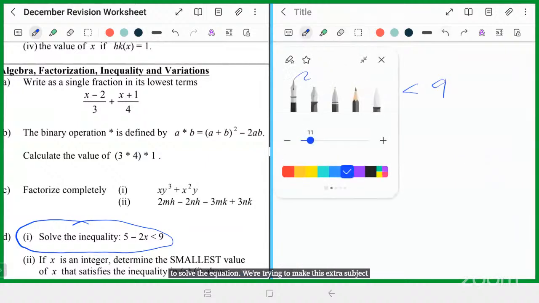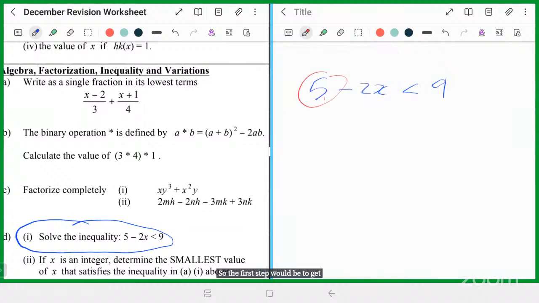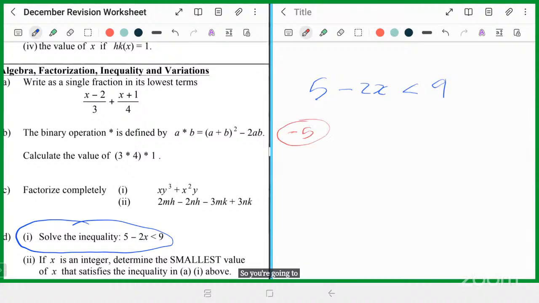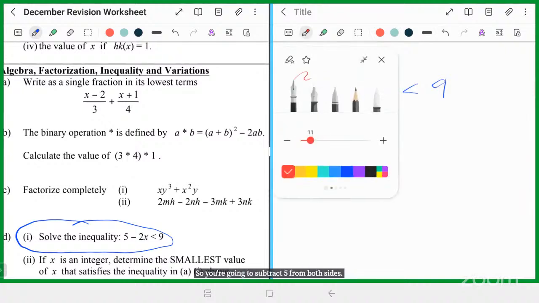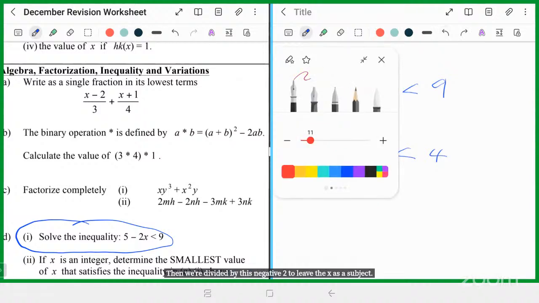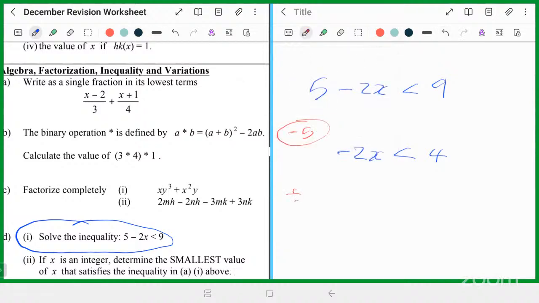So the first step would be to get rid of this 5. Subtract the 5 over here. So you're going to subtract 5 from both sides. We have not multiplied or divided by a negative number, so the sign stays the same. When this 5 is gone over here, we're left with minus 2x less than 9 minus 5, which becomes 4. Then we divide by this negative 2 to leave the x as the subject. Look how we're dividing now, see, divide by minus 2.